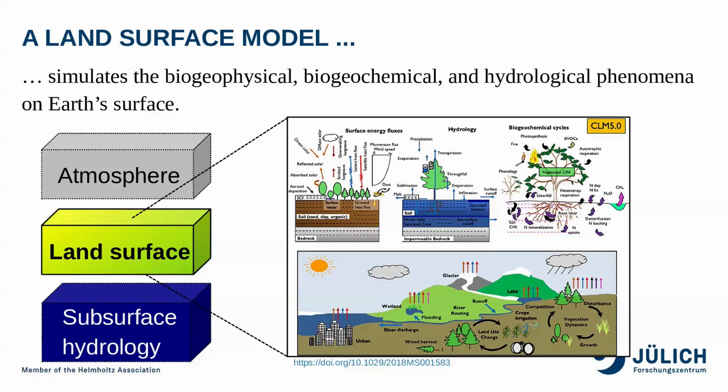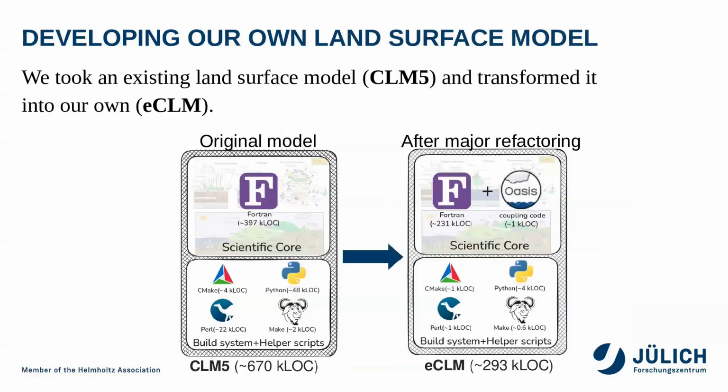And basically my poster is about how we took a battle-tested land surface model called Community Land Model 5, developed in the US. We did some heavy refactoring and took just a computational core and changed something about the helper and the build system too. So if you're interested, you can go into my poster to know more details.